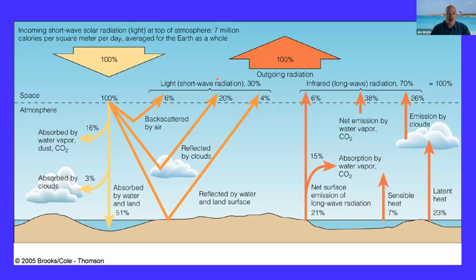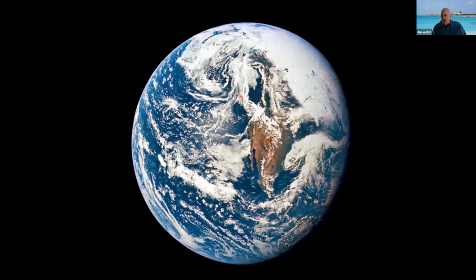What happens when that light comes in, this 100% of light coming in, is that a bunch of that light is just going to bounce back out as visible radiation. So when we look at a picture of the Earth, we're looking at that 30% of the incoming light that just bounces back out. That's the piece that is not impacted at all by the greenhouse effect.